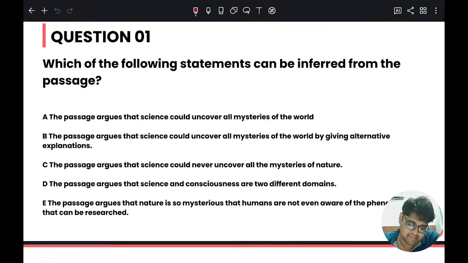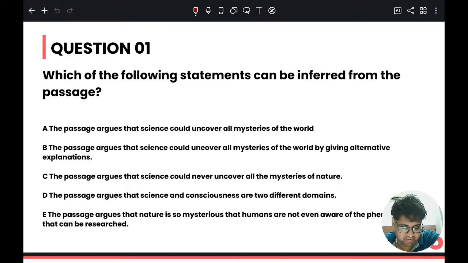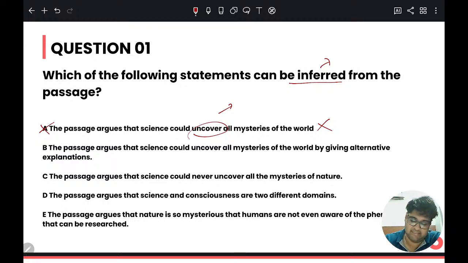So the first question: which of the following statements can be inferred from the passage? Okay, the passage argues that all that science could uncover all mysteries. No, the passage is still saying that science couldn't uncover what is consciousness or something. So that is out of the context. That is an alien concept, or that is contradicting.